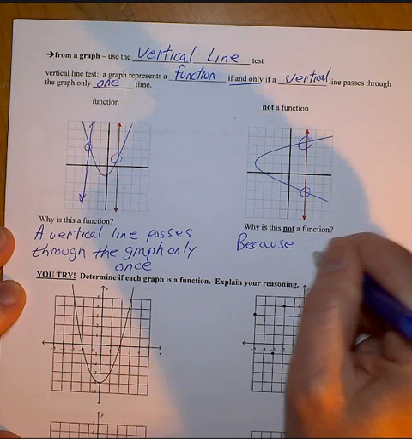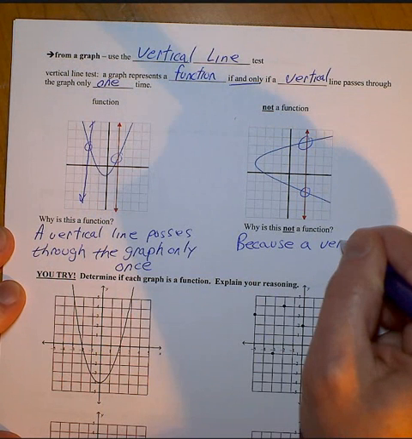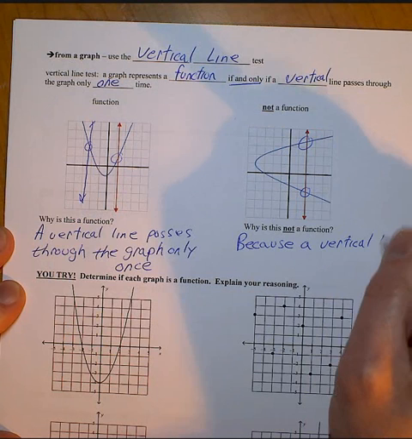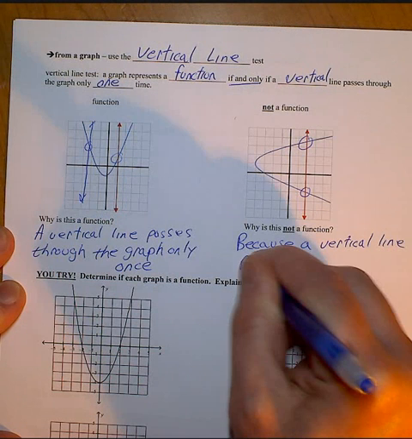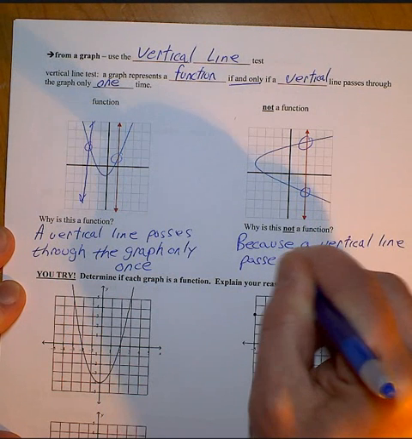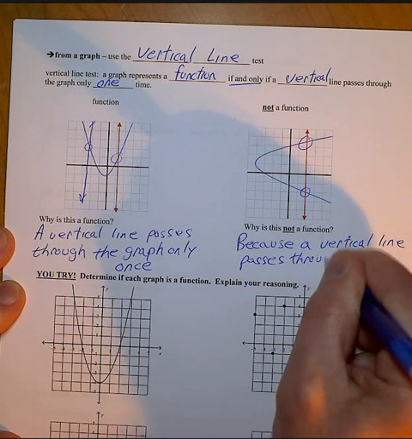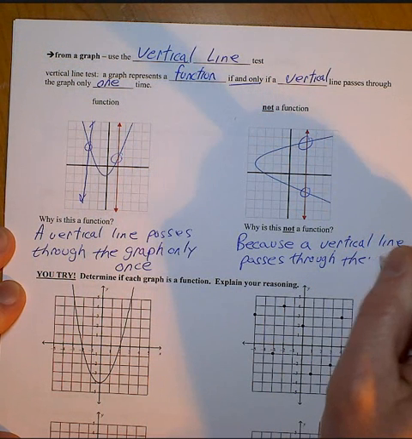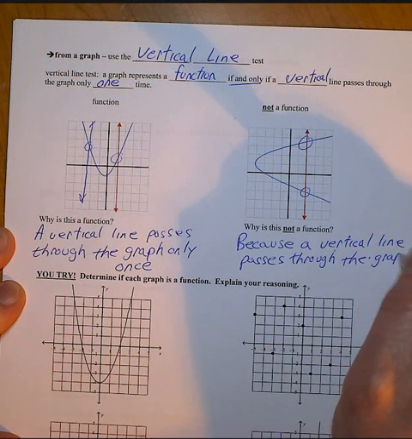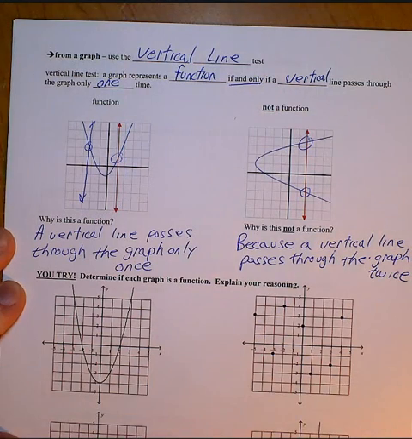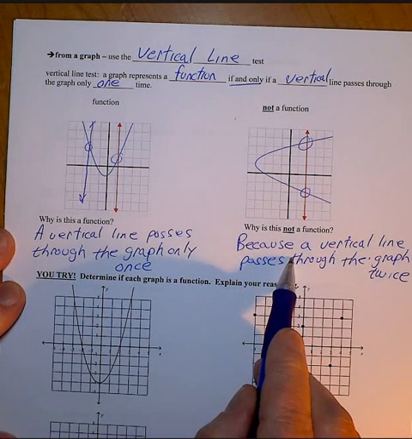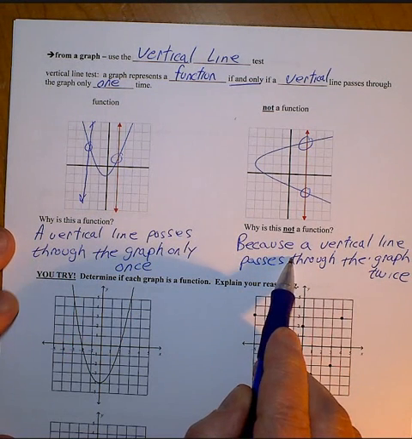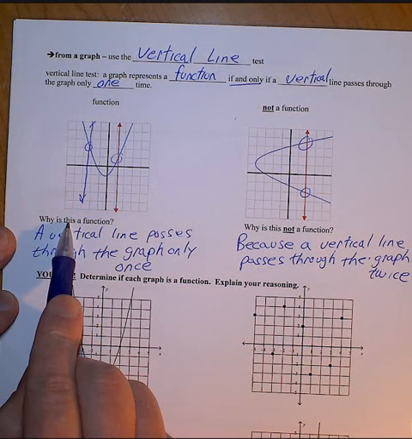Because a vertical line passes through the graph twice, or because it fails the vertical line test. That's why this is not a function. This is a function because it passes the vertical line test.